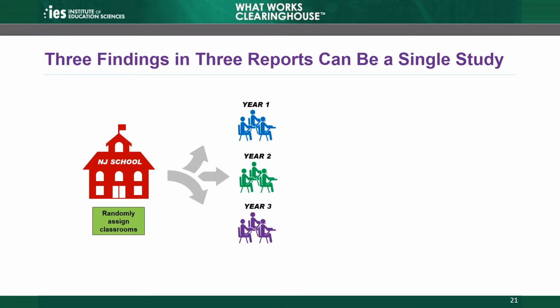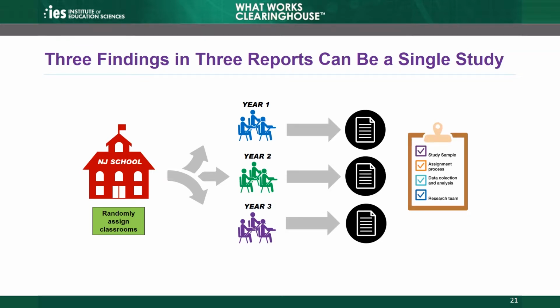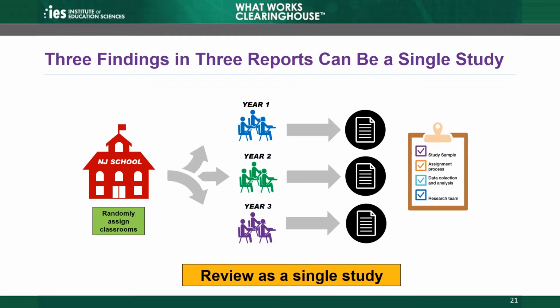Now, imagine that instead of reporting the combined findings in one manuscript, the authors released a series of reports, each reporting a single-year finding. These findings again share all 4 characteristics, so the WWC would review the series of reports as a single study. The fact that the authors released the findings separately in different reports does not affect how the WWC reviews the findings.